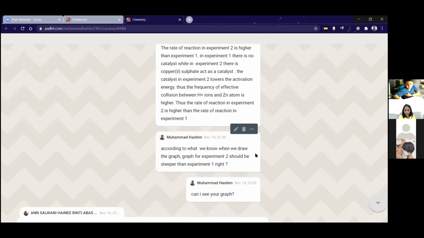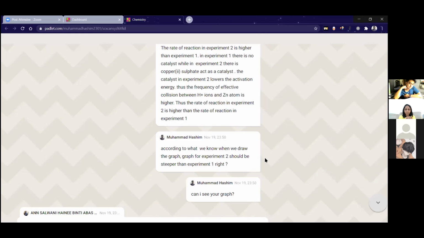Hashim, can I say this? I mentioned the first point, which is experiment 2 has a greater rate of reaction compared to experiment 1. Then I say experiment 2 has the presence of catalyst, while experiment 1 does not. Next is the catalyst provides an alternative pathway of activation energy. More effective collision occurs, hence rate of reaction increases.